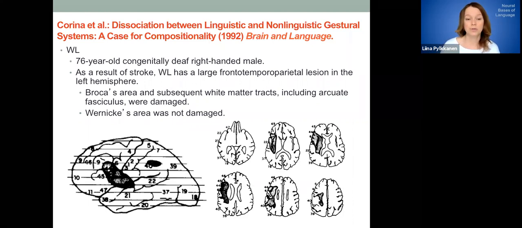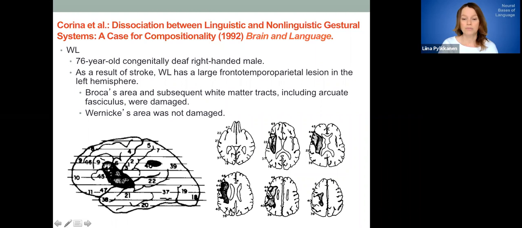And his Broca's area was affected and subsequent white matter tracts as well, including the arcuate fasciculus. But his more posterior temporal cortex, so more like Wernicke's area, was not damaged. This is a picture of WL's damage, so you can clearly see the Broca's area damage here and the arcuate fasciculus, the white matter tract damage.